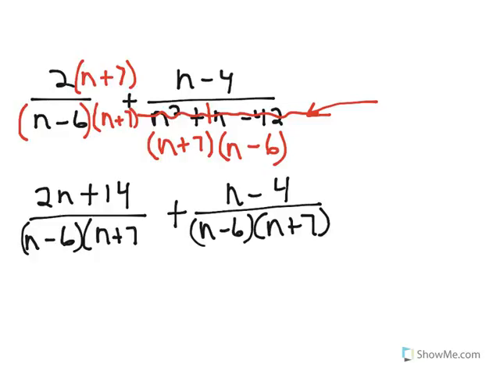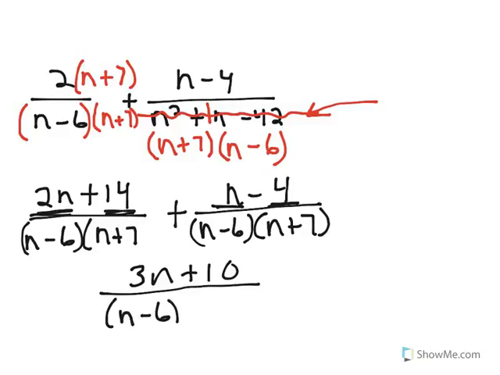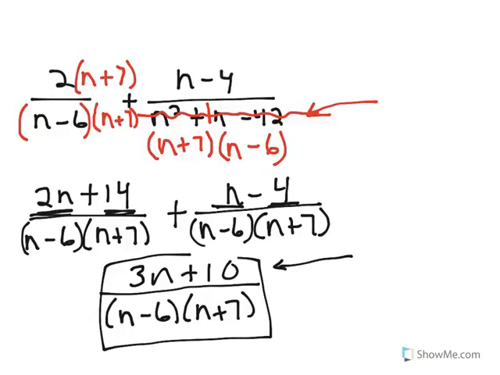Now we can add our numerator. 2n plus 1n is 3n, and 14 minus 4 is plus 10, all over the common denominator of n minus 6 times n plus 7. Since our numerator again cannot be factored, this is our final answer.